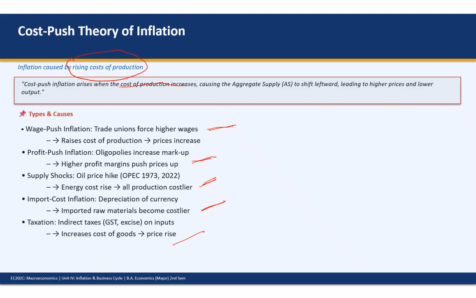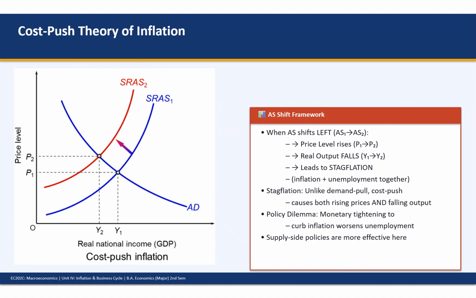So unlike demand pull inflation, where prices rise because spending is too high, cost push inflation arises because production itself becomes more expensive. So the economy ends up with higher prices and lower output together. Now let us continue with the cost push framework. This is what happens when supply shifts to the left because production becomes more expensive. When that happens, price rises from P1 to P2, but real output falls from Y1 to Y2.